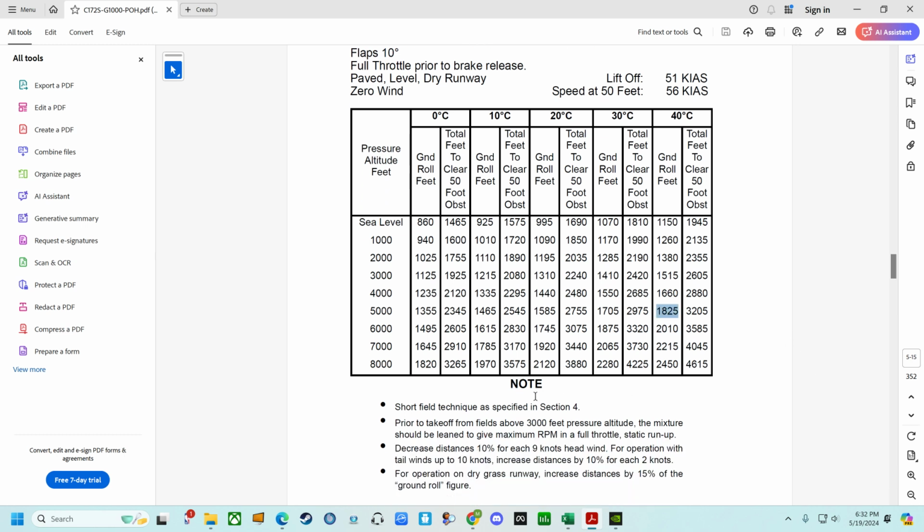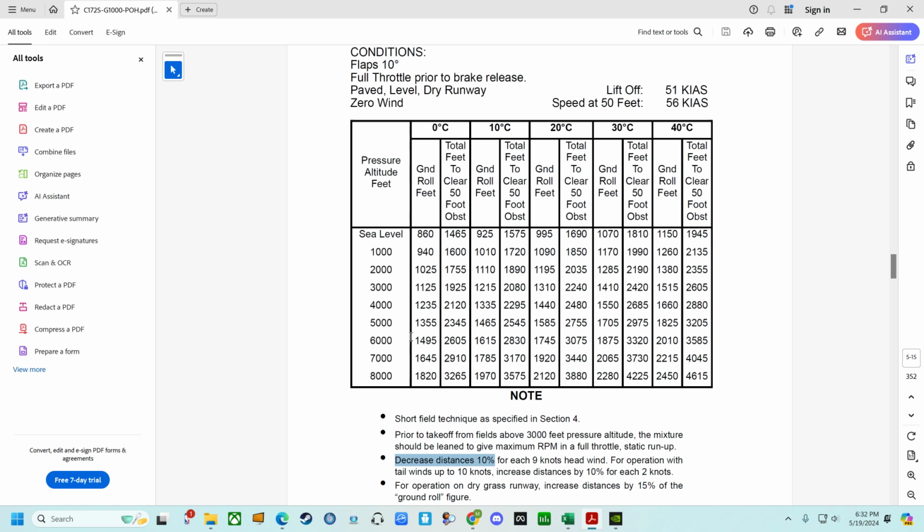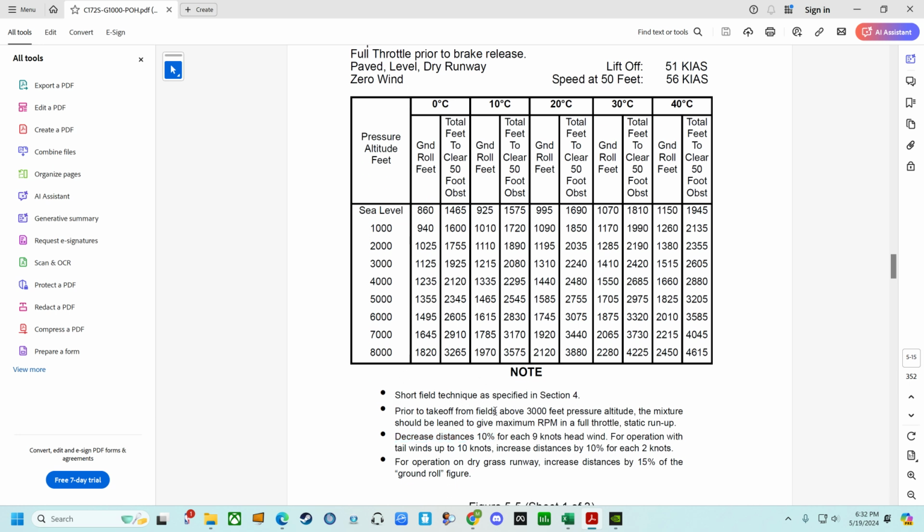And there are additional notes that you always want to take into consideration too. This is telling me that if I'm operating on a grass runway, I need to add 15% to each of those ground roll figures. So I'd have to take the ground roll here and add an additional 15%. If there are winds coming out of a certain direction, like if I have a headwind, I can decrease my distances by 10% because I'm getting more performance. So you always want to read the notes and read the conditions and always take them into account.